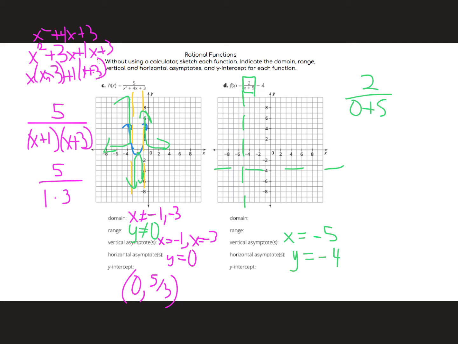0 plus 5 is 5. So that's going to be 2 fifths minus 4. Let's put that in terms of fifths. So that's going to be 20 fifths. So negative 18 fifths would be the y-intercept. Negative 18 over 5.